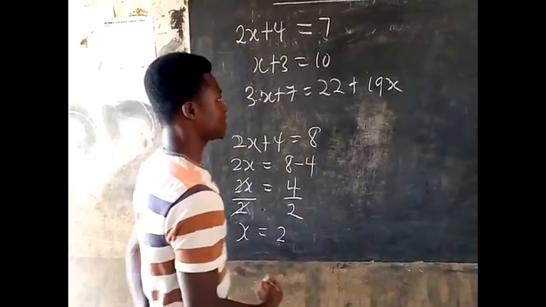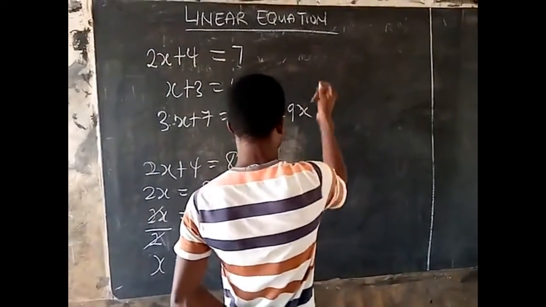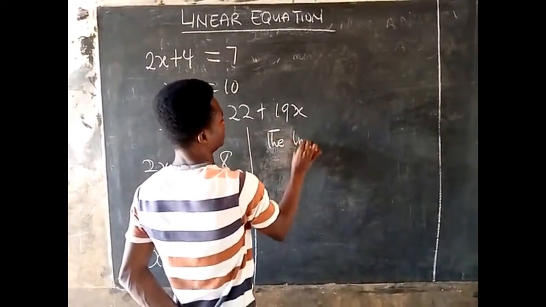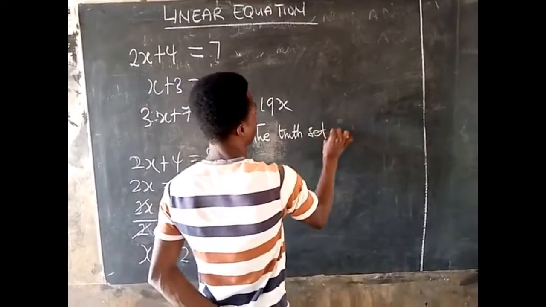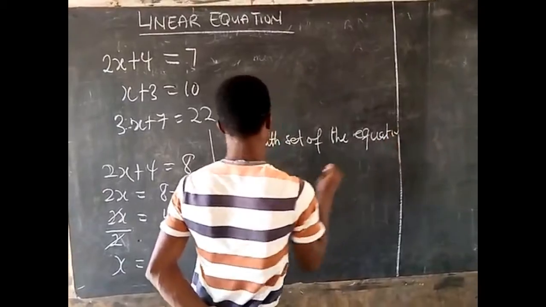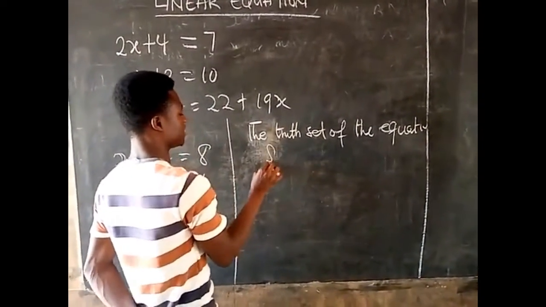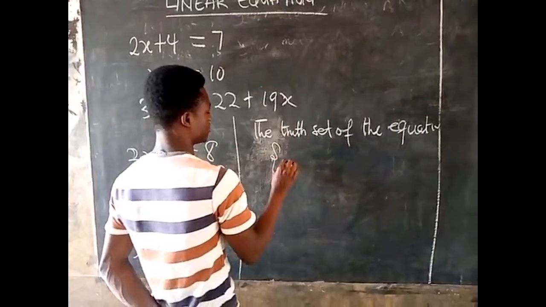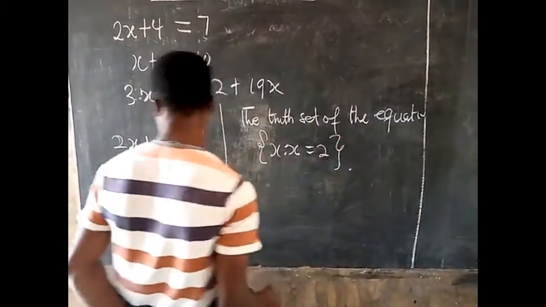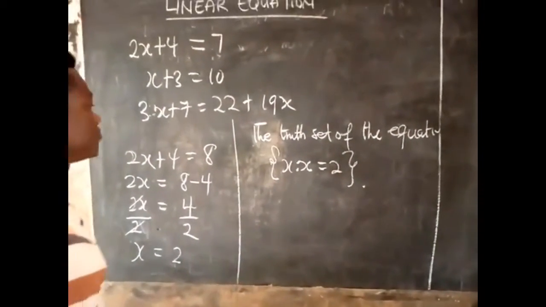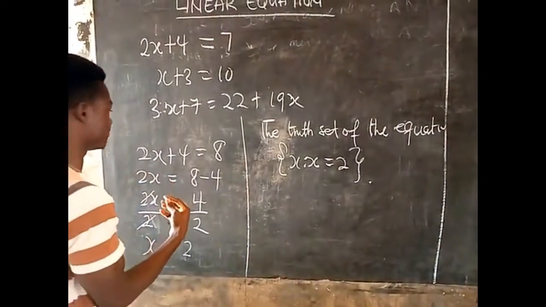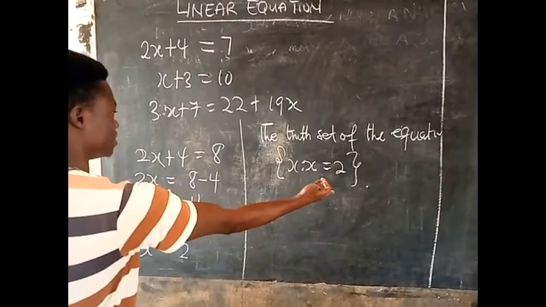The true set can now be written as: we say the truth set of the equation is, put it in this bracket, x, said that x is equal to 2. This is a true set. How? Because we want to know that the value of x, when you put it in the equation, will satisfy the equation. Let's try and prove this using the true set here.